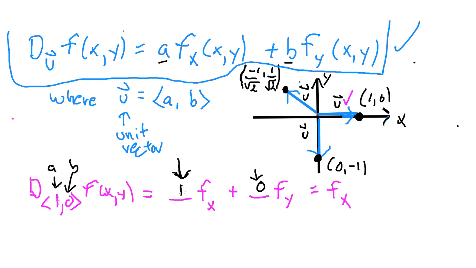Remember, the directional derivative is the slope of a tangent line to a point on the surface where that tangent line is pointing in any direction you want. Well, if the tangent line is pointing in the direction of the positive x-axis, the unit vector is 1, 0, and so of course we want to get the partial derivative of f with respect to x.